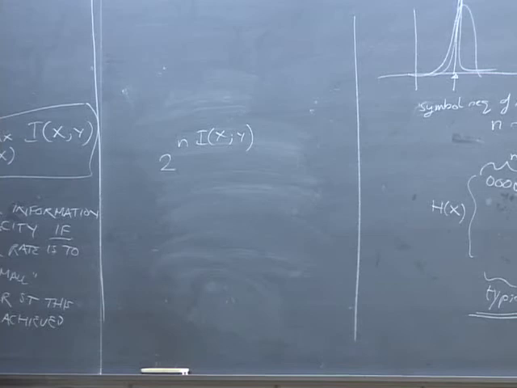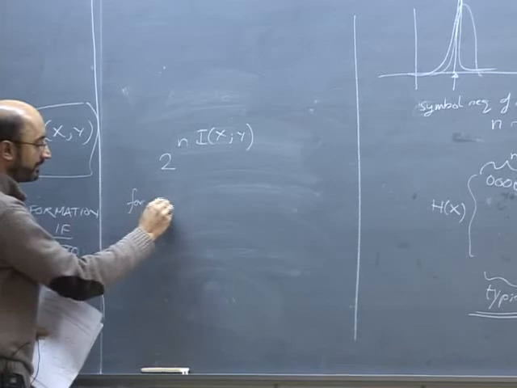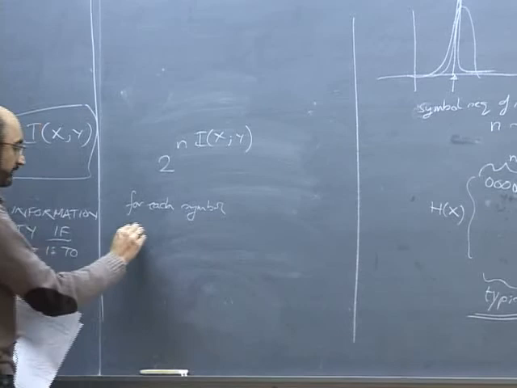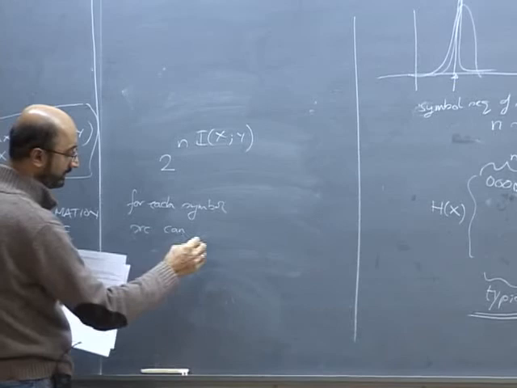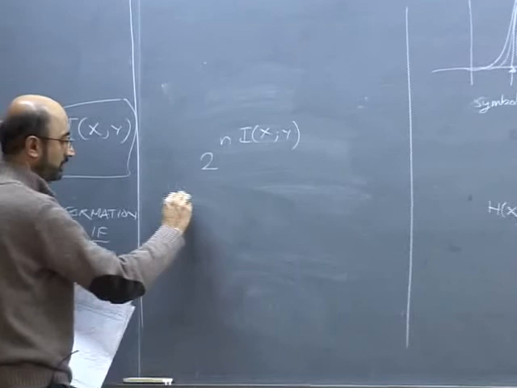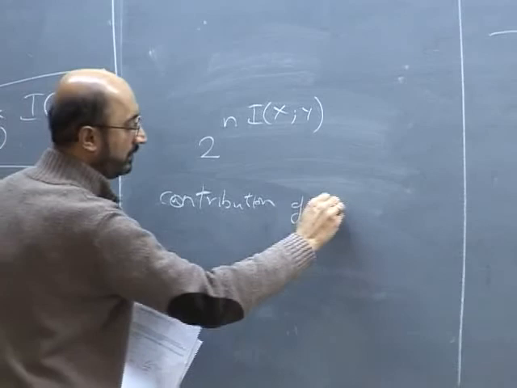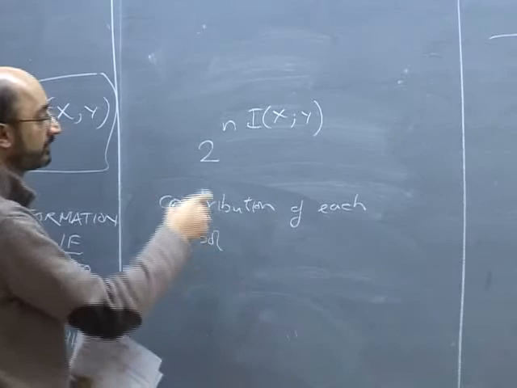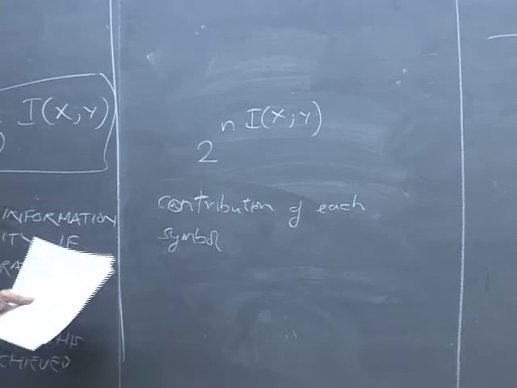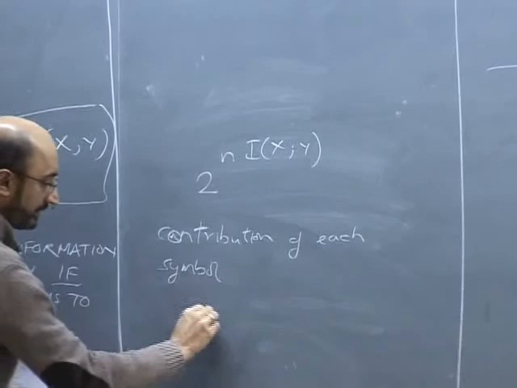So for each symbol, we can sort of attribute a contribution. These are all equally likely messages, so the contribution of each symbol is going to be divided by n, and we take the logarithm of this, which is going to be this I(X;Y).